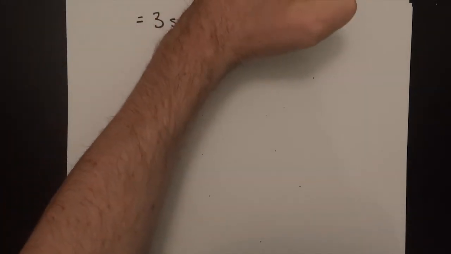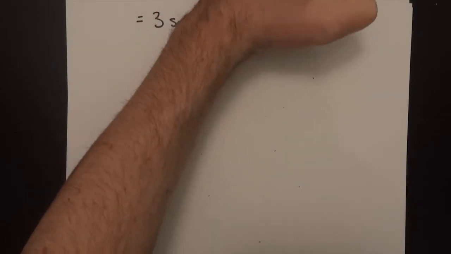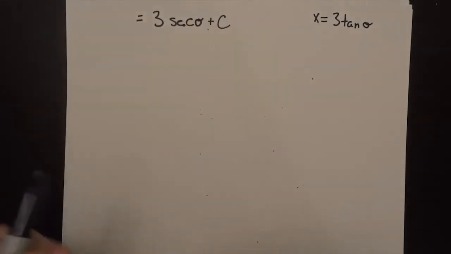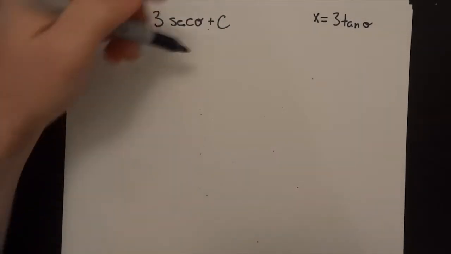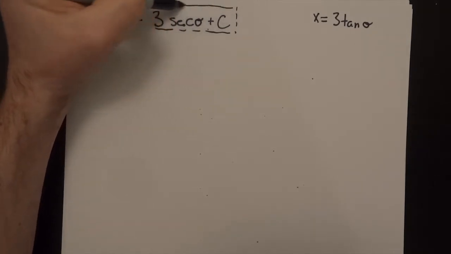So we'll rewrite what our answer was up until this point up at the top of the paper, just so we don't forget it. I don't have enough room. 3 secant theta plus c, right? And our original x was 3 tan of theta, right? So that was our original x, and then our partial solution up to this point that we just got.